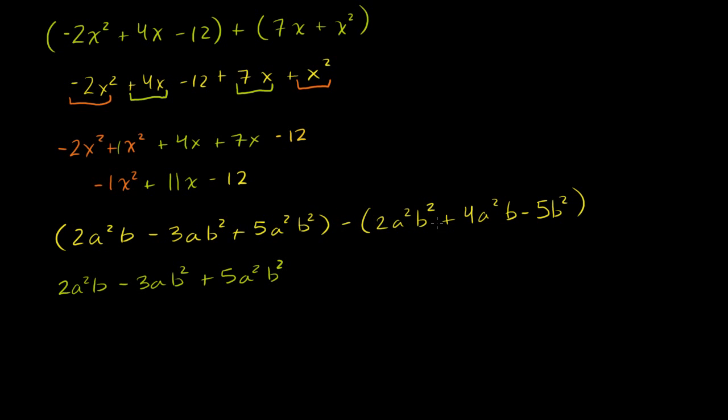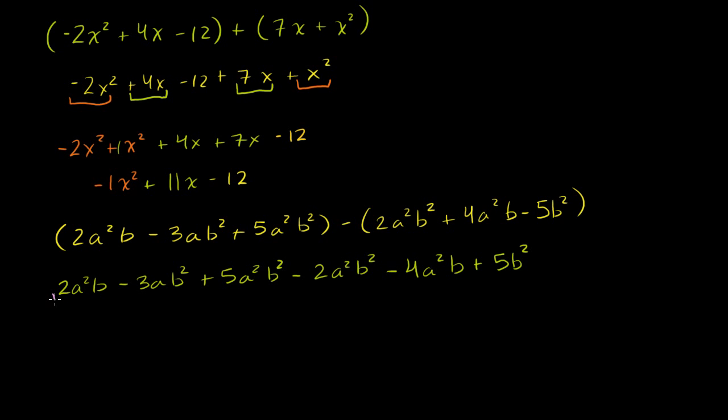And then we want to distribute this minus sign, or multiply all of these terms by negative 1, because we have a minus out here. So minus 2a squared b squared minus 4a squared b. And the negative times the negative is plus 5b squared. And now we want to essentially add like terms.